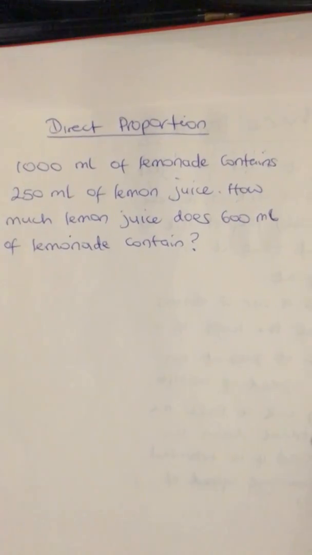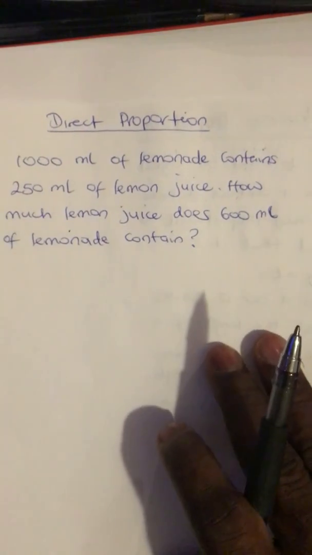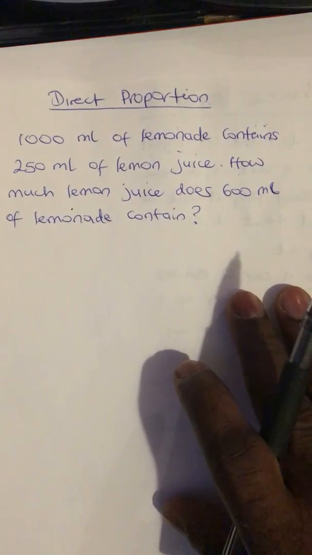So still continuing on the direct proportionality, we'll take one more example on direct proportion, and then move on to the indirect proportion, because there are differences.